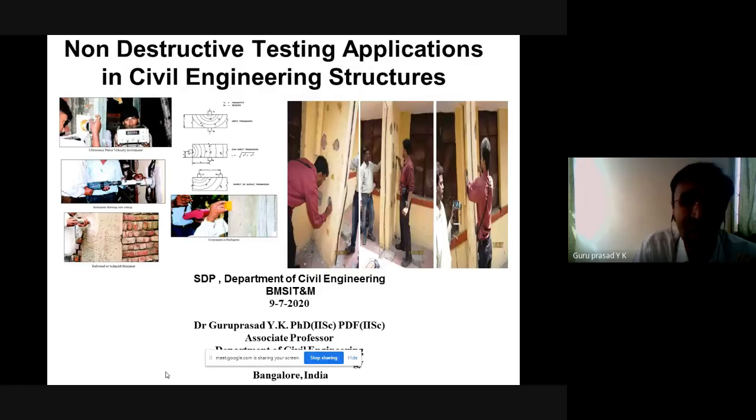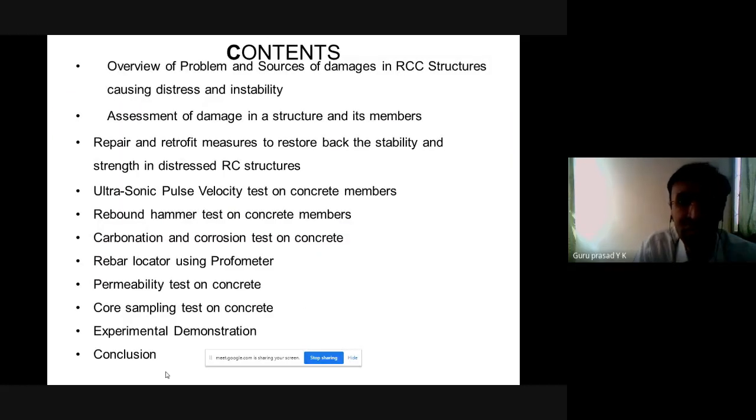So the contents of my presentation today: first I would go through why we should use non-destructive testing measures. For that, what are the problems that take place in a structure for which you will have to use non-destructive testing applications. Basically, it is an overview of the problem, that is, the sources of damage in RCC structures causing distress and instability in the structure.